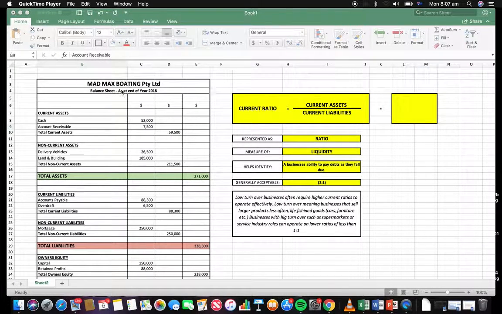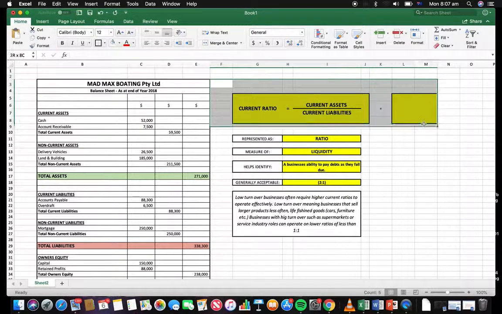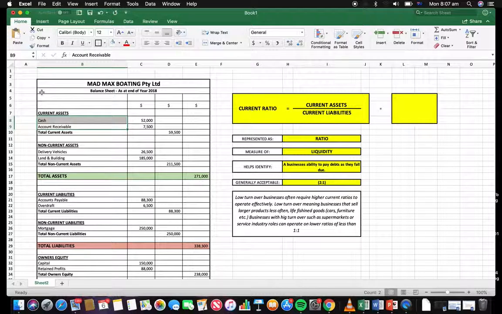Good morning, gents. I'm going to walk you through a few of the financial ratios that we use in business to tell us a little bit more about the data that we see in our spreadsheets or our controls, being the balance sheet, the income statement, and the cash flow statement. But the first financial ratio we're going to have a look at is the current ratio.